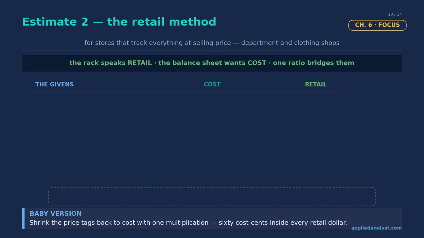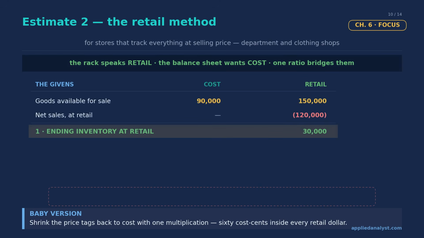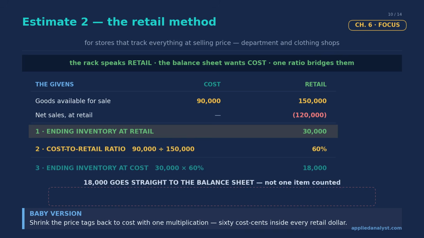Keep both columns. Goods available, $90,000 at cost, $150,000 at retail. The till rang $120,000 of sales. Step 1. The retail still on the shelf. $150,000 minus $120,000 leaves $30,000 of tags. Step 2. The cost to retail ratio. $90,000 over $150,000 is 60%. 60 cost cents in every retail dollar. Step 3. Shrink the tags. $30,000 times 60%. $18,000 of cost straight to the balance sheet.